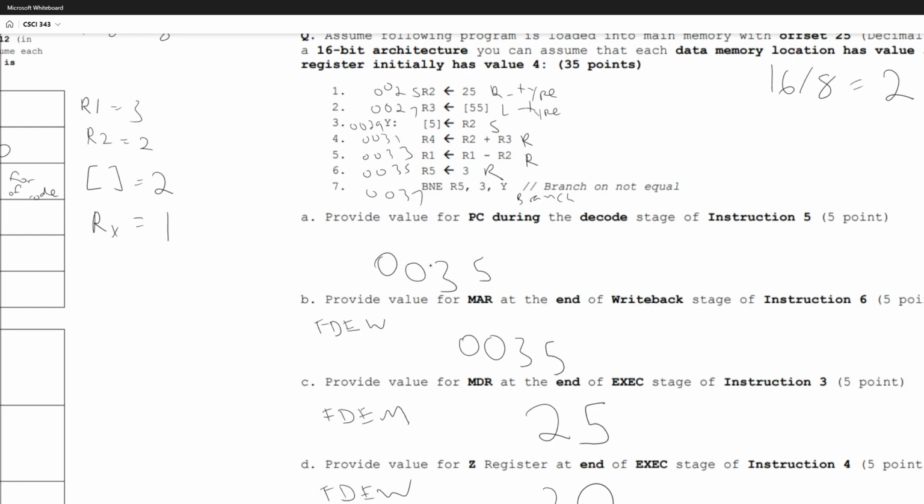So there's 7 lines of code, so that's 7 memory accesses for the instructions. And then there's 1 L type, 1 S type, so that's plus 2. So 7 plus 2, that's 9.